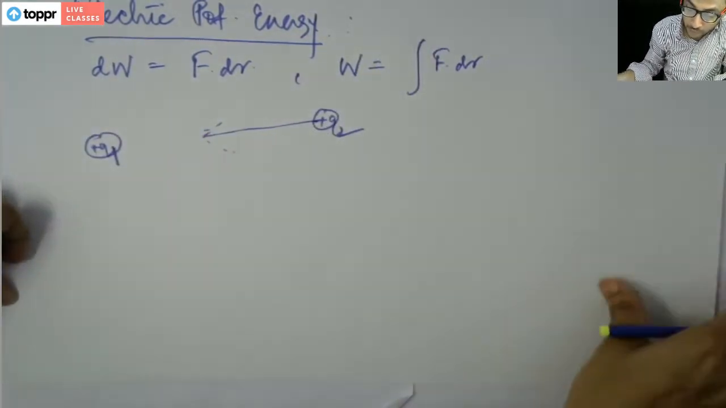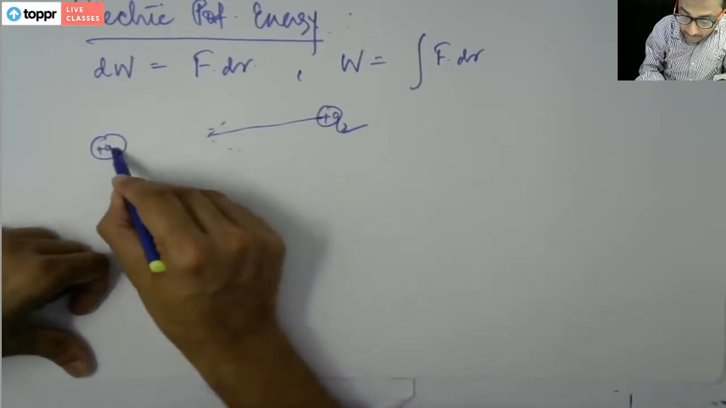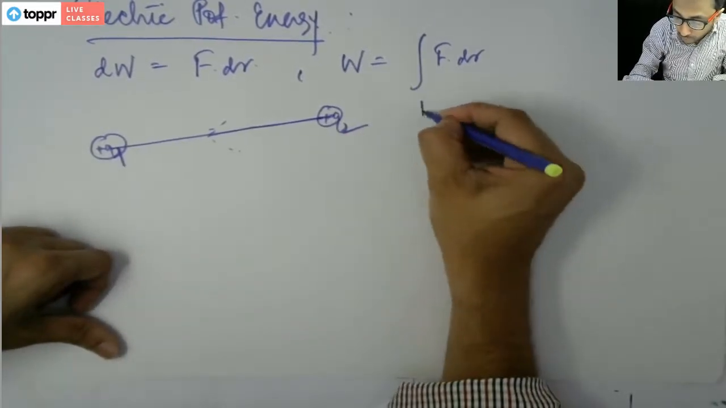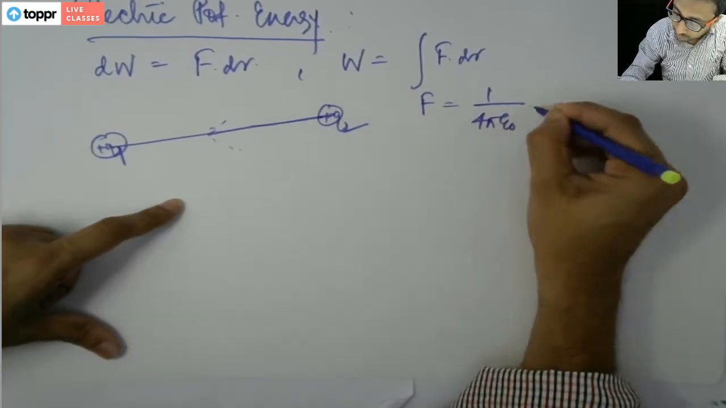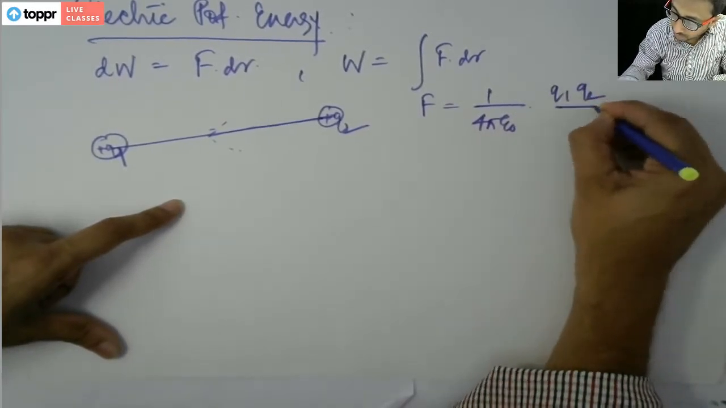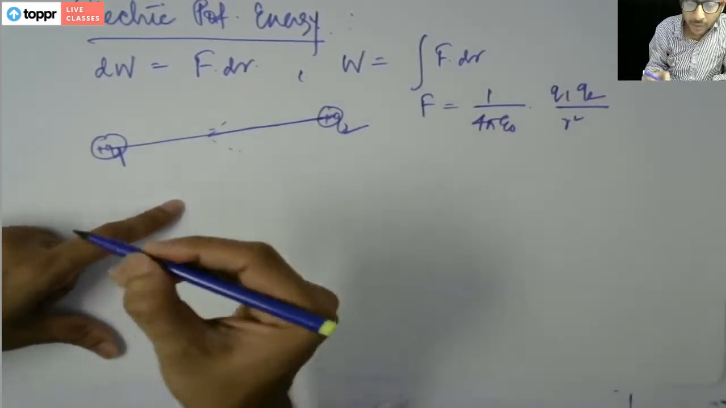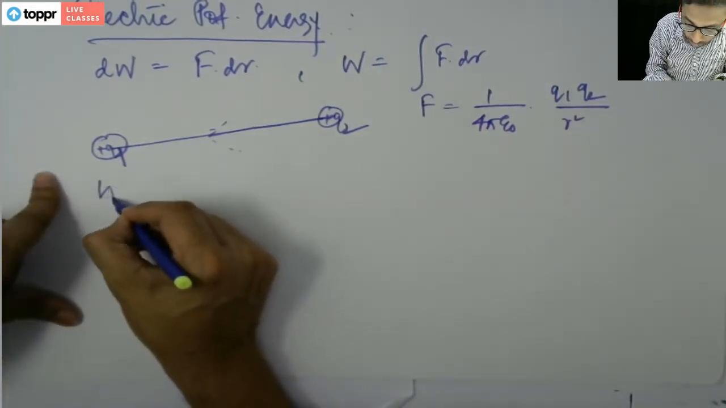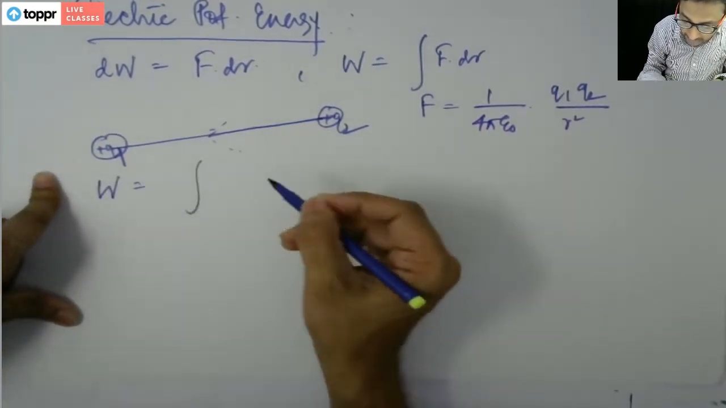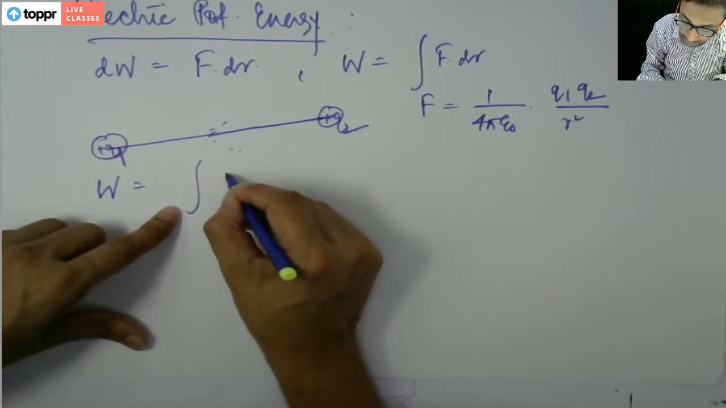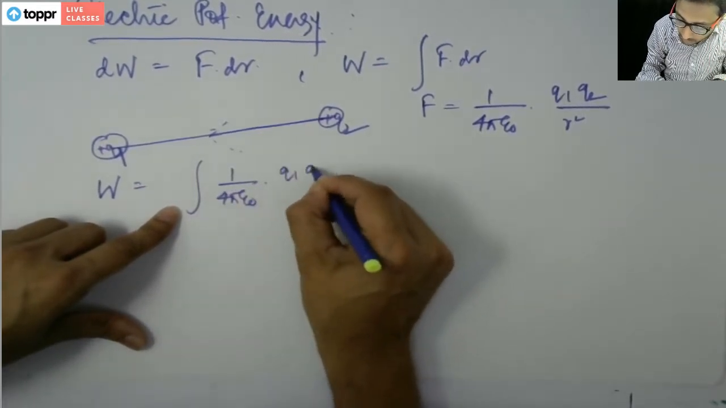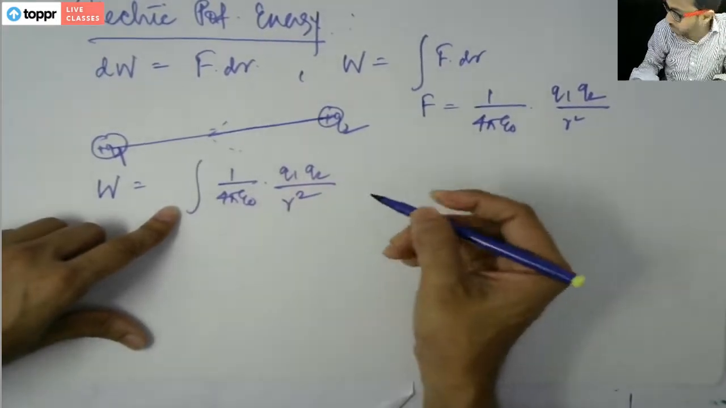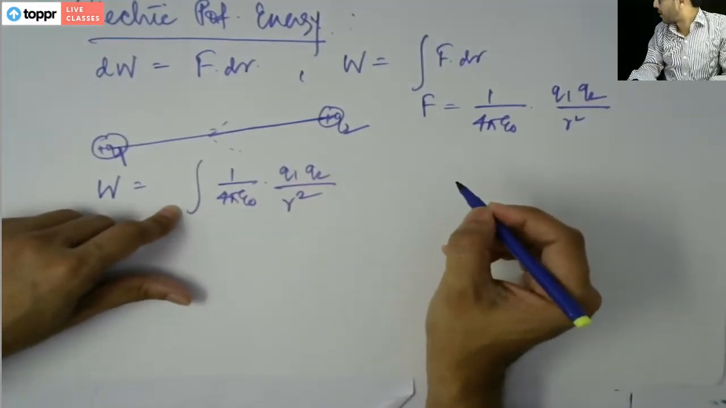Now if we try to calculate the force between these two charges, it is 1 by 4 pi epsilon 0 q1 q2 by r square, so the work done will be the integration of that.